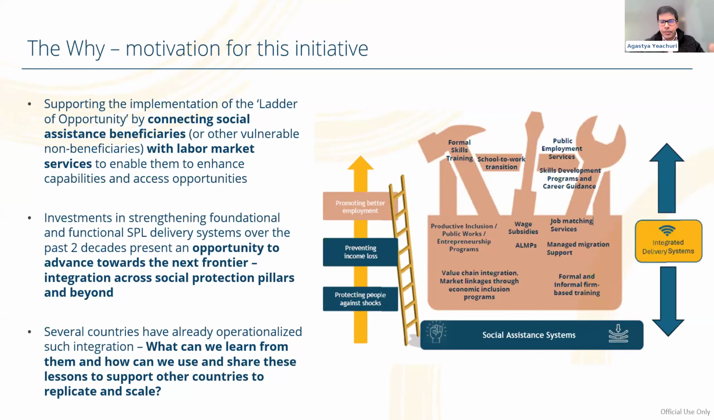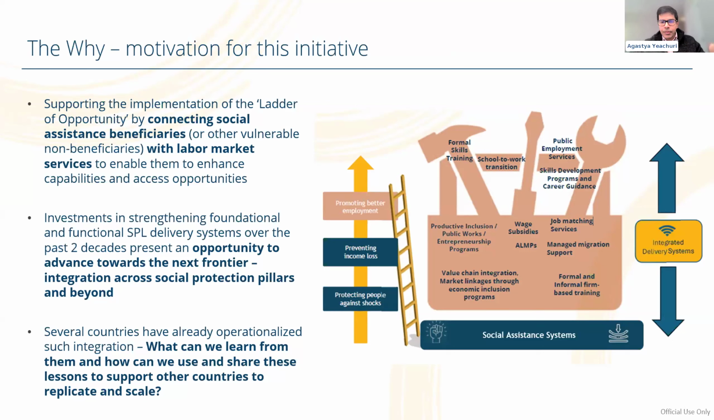The idea behind the integration of social assistance and labor market program systems is that workable beneficiaries or other vulnerable non-beneficiaries, receiving different kinds of support, cash benefits, employment services, other ALMPs, will be better equipped to transition out of poverty through improved capability and access to opportunity. And with such integration, both institutions as well as beneficiaries can benefit from improved access to information, simplified procedures, as well as improved institutional coordination mechanisms. Next slide, please.